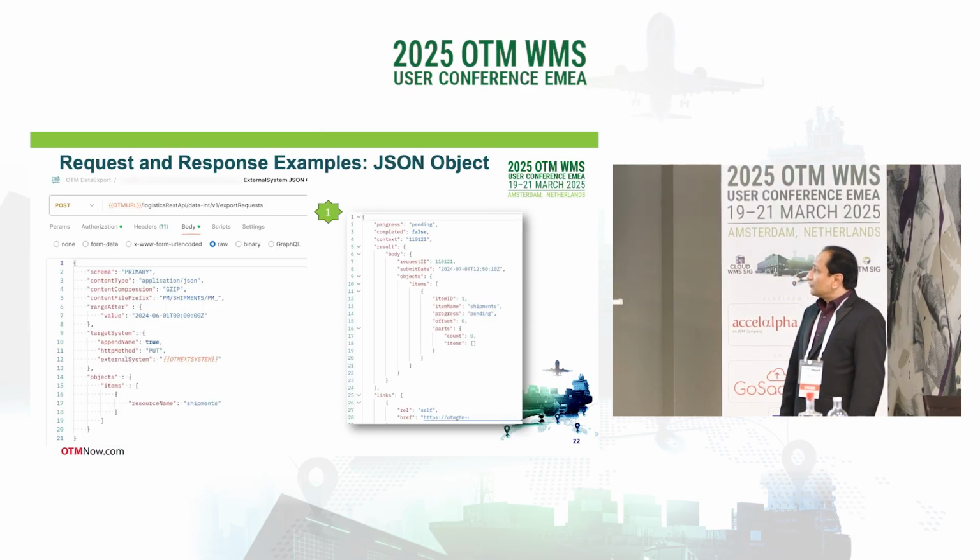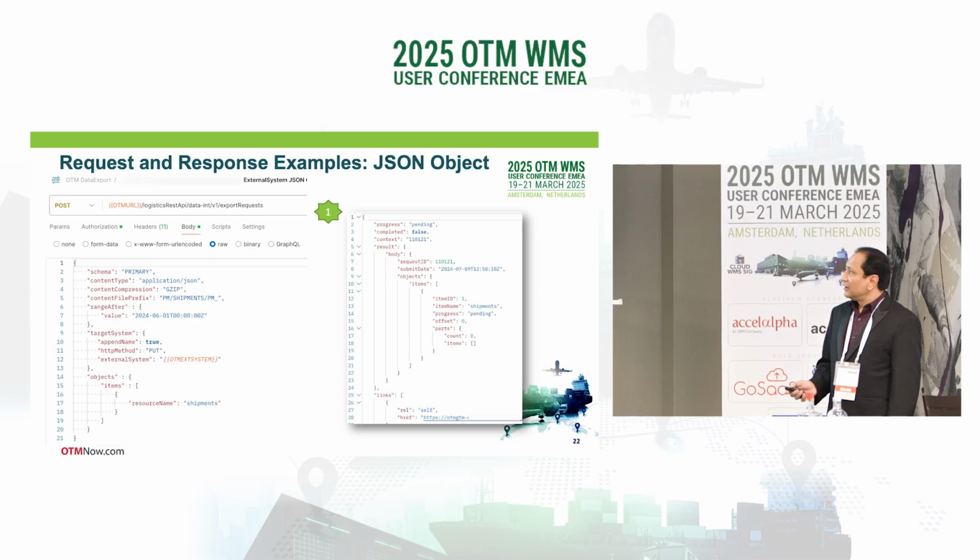This here is going to show you a JSON format, very similar to what we saw. All of the other things remain the same. The main thing to note is the content type has been changed to JSON, and it also shows how to use the date range. When you say range after, it means anything after this date timestamp. Again, it puts the data into the external system. Here we are looking for shipments. What data are you looking for? You have to specify in the objects the list of items that you want to get. So that's your request.